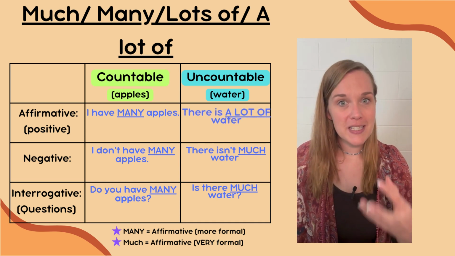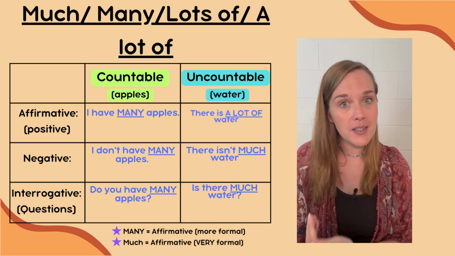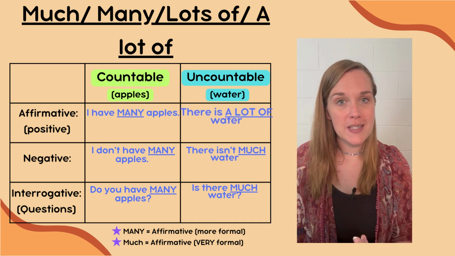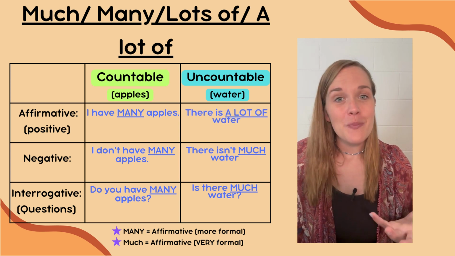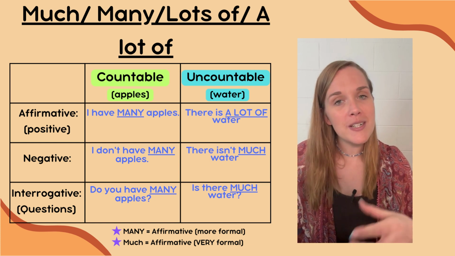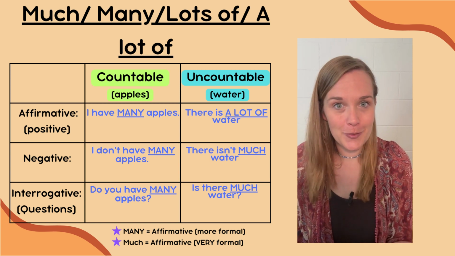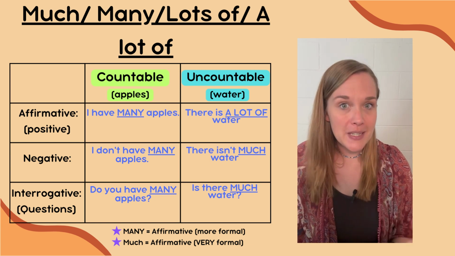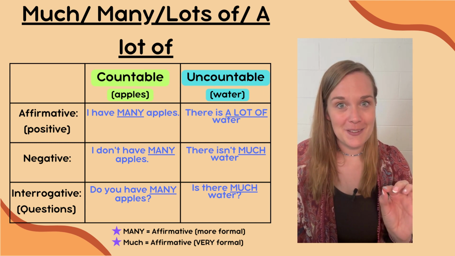However, generally speaking, if we have a positive sentence in English with an uncountable noun, it is much more common to say a lot of. Now, you may be wondering, I have used a lot of, but what is the difference between a lot of and lots of? In short, there isn't a difference in meaning, but there is a difference in formality.